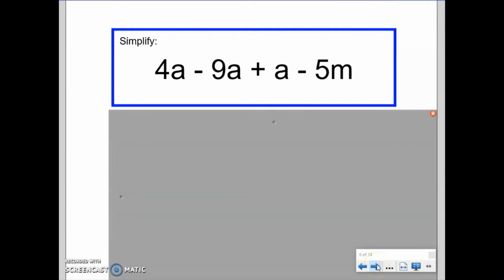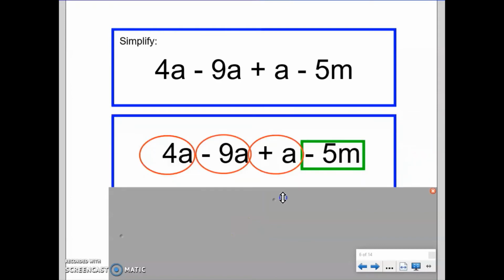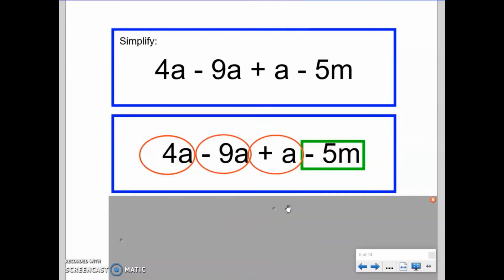Last example from me before I give you a few questions and tasks to have a go at. So this time I've got 4a minus 9a plus a minus 5m. When I go to highlight or circle or box my like terms, this time you'll notice 3 of my terms contain an a and only 1 of them contains an m. And that's fine. We just treat it the same.